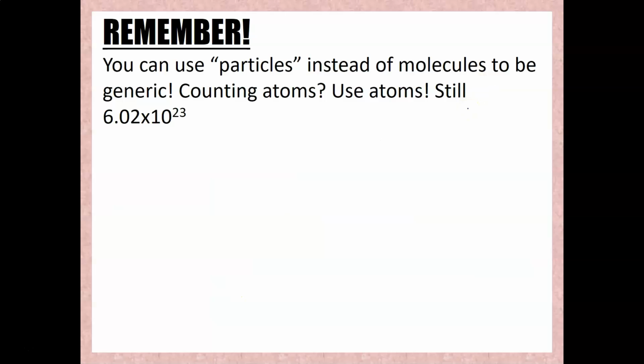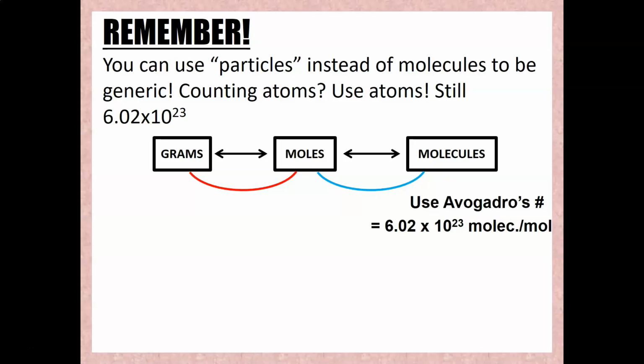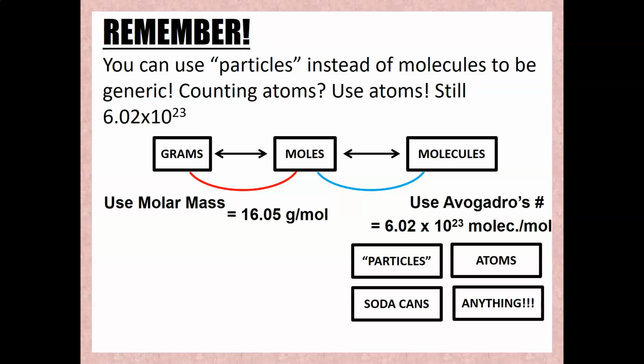And just a little reminder that you can be generic, you can use particles instead. So Avogadro's number, instead of using molecules, it could have been particles, it could be atoms, it could be soda cans, it could be cars. It doesn't really matter what you're counting. It's just talking about whatever item it is that you're counting.